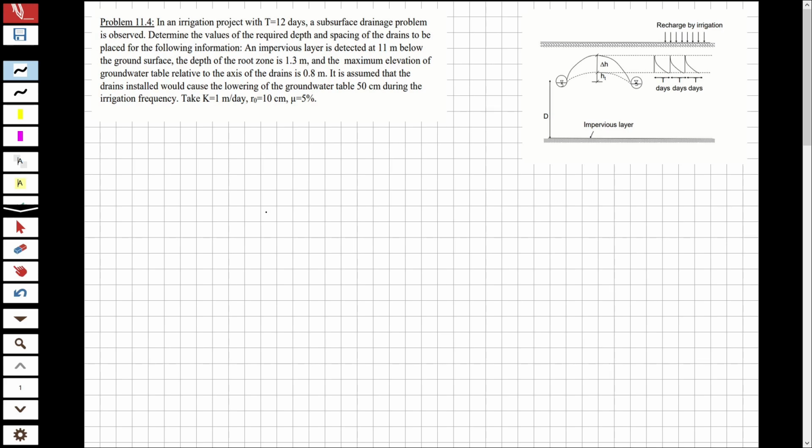An impervious layer is detected at 11 meters below the ground surface. The depth of the root zone is 1.3 meter, and the maximum elevation of the groundwater table relative to the axis of the drain is 0.8 meter. It is assumed that the drains installed will cause the lowering of the groundwater table 50 centimeter during the irrigation frequency. Now we can see it is the unsteady state case, so we are going to write something like this.